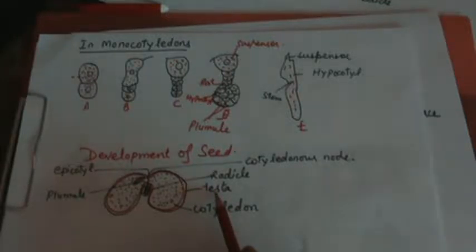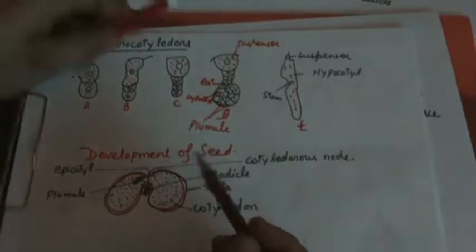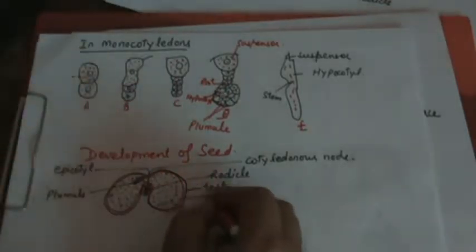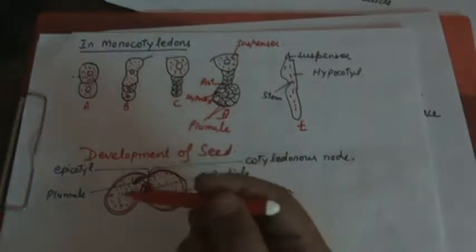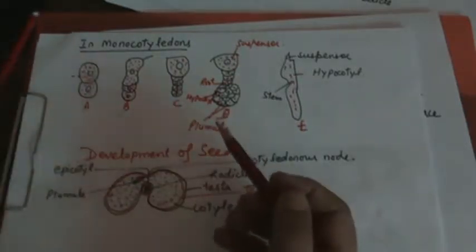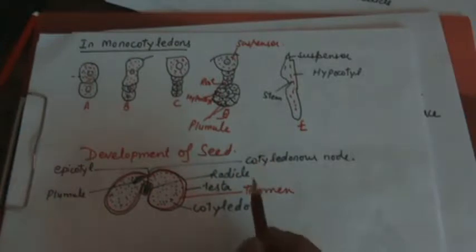This testa ensures the survival of the seed. The inner integument may persist, or sometimes it may be used up. This red inner integument, if it persists, is known as the tegmen.